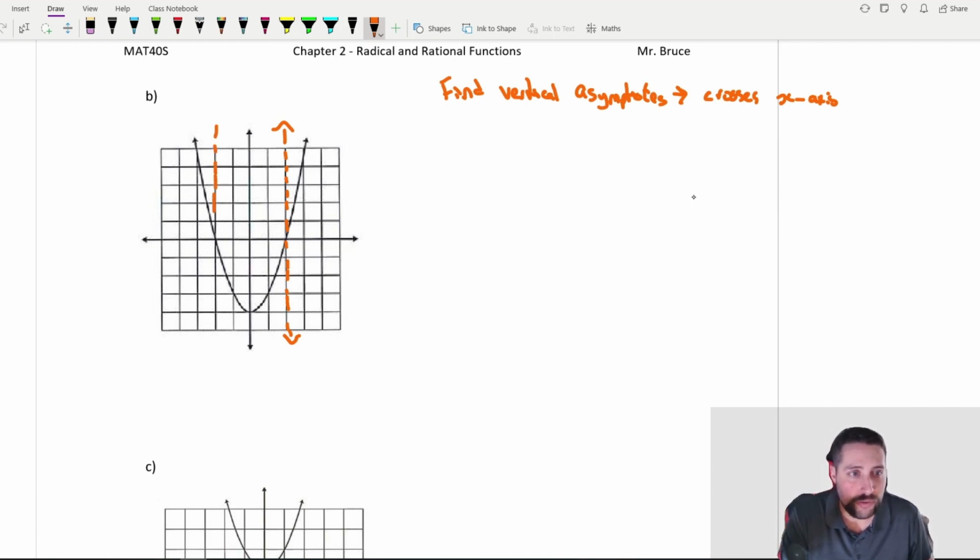And since it's a parabola, it'll be mirrored at x is equal to -2. So x is equal to -2, x is equal to 2. Okay, so those are our asymptotes there. And we'll also find another one here at y is equal to 0. Okay.